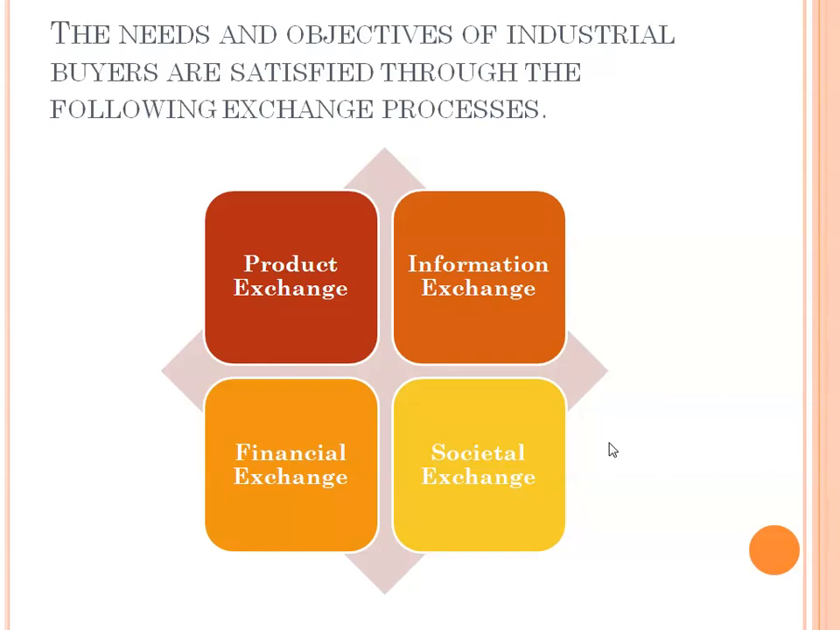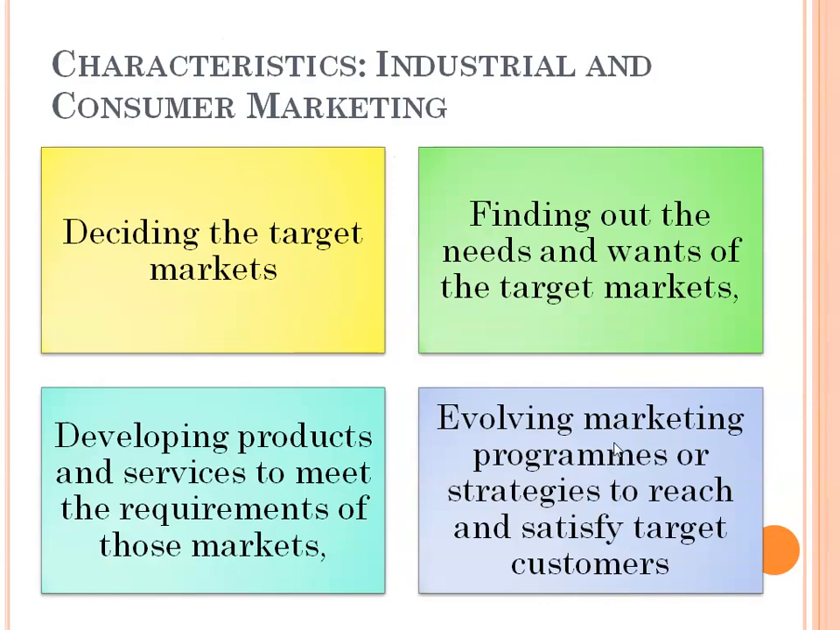There exists a reciprocity between the buyer and seller in reference to financial exchange and societal exchange. Societal exchange is important to reduce the uncertainty between the buyer and seller, avoiding short-term difficulties and maintaining the long-term exchange relationship with one another. So these are the characteristics of industrial and consumer marketing.